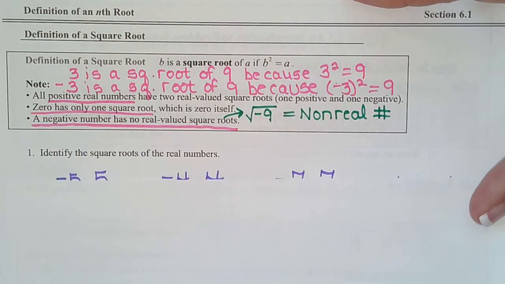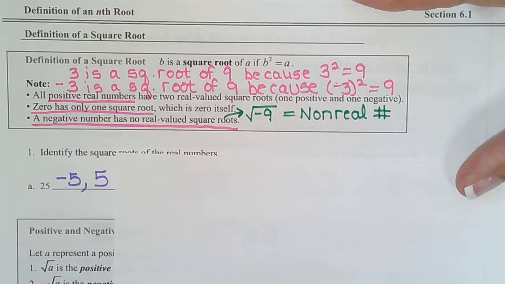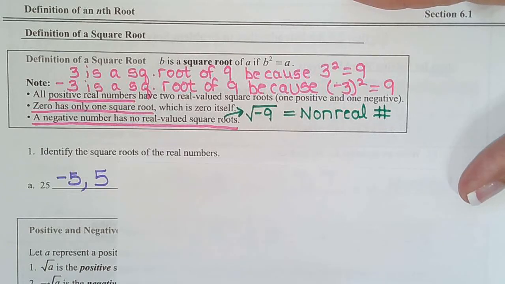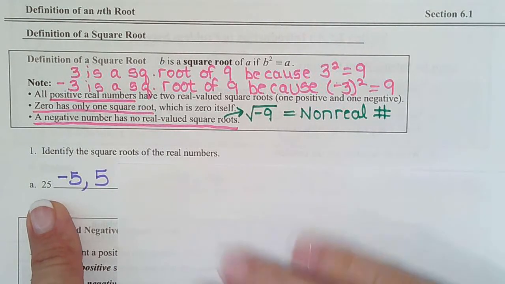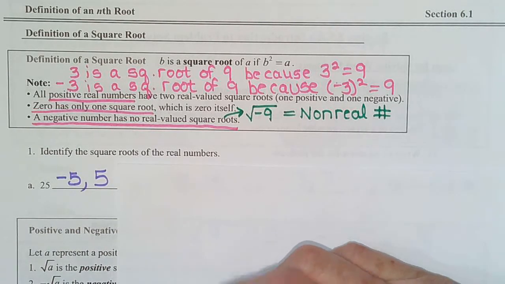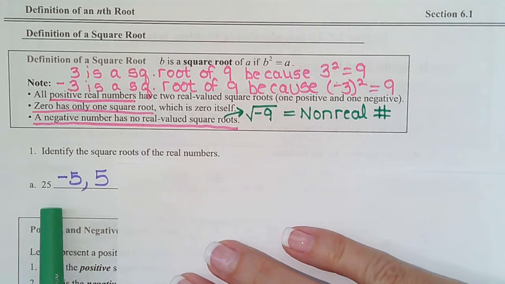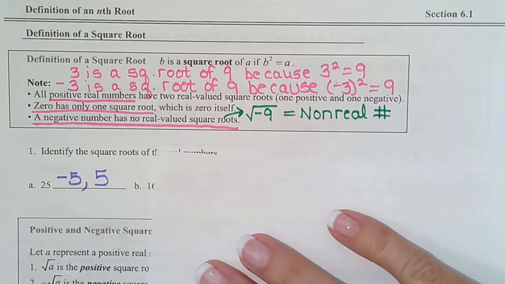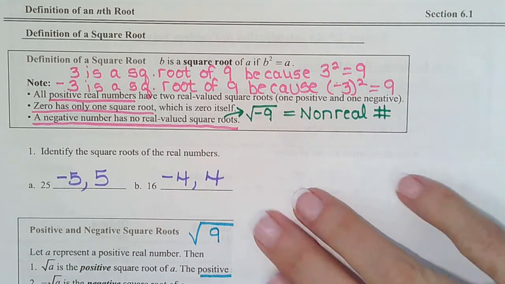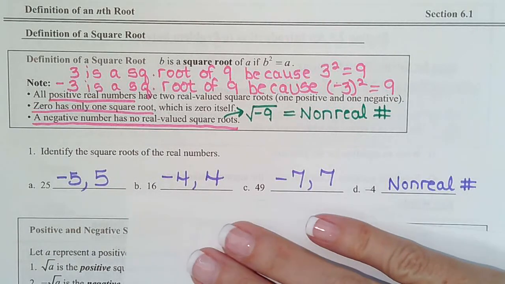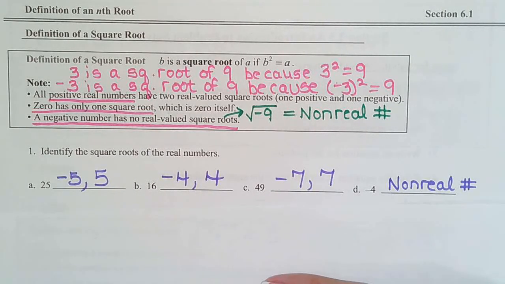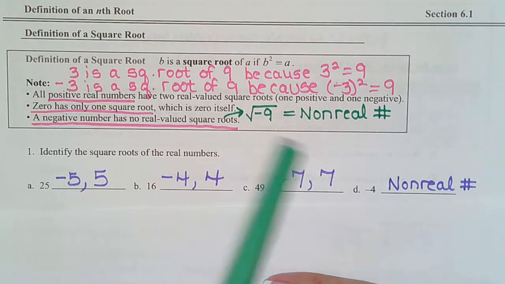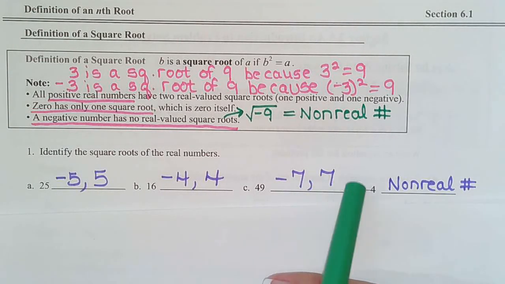So let's go down here and square root of 25. They said every positive real number has 2 square roots. Hence, square root of 25 is negative 5 and positive 5. Square root of 16 is negative 4 and positive 4. Square root of 49, negative 7 and positive 7.